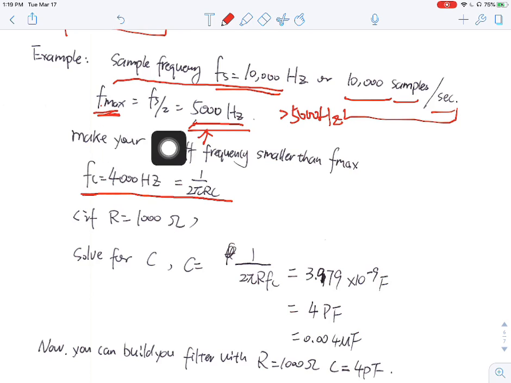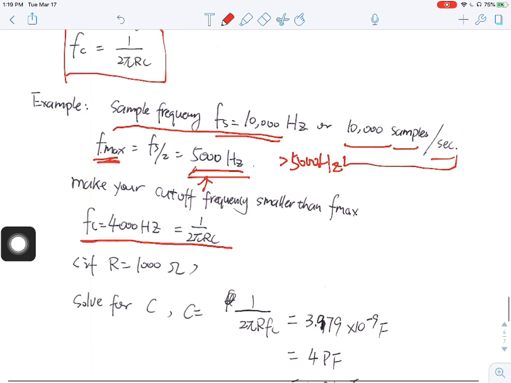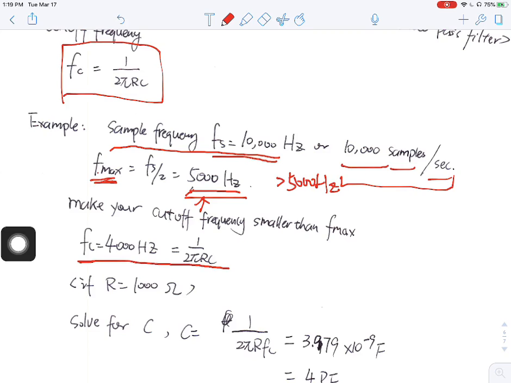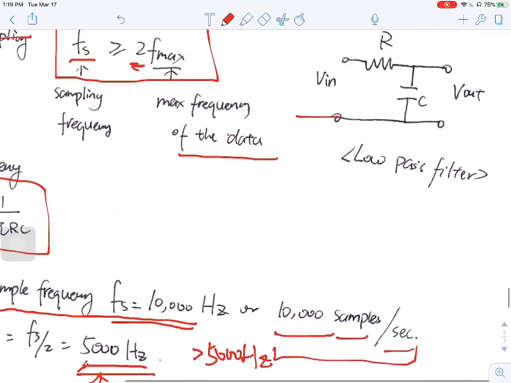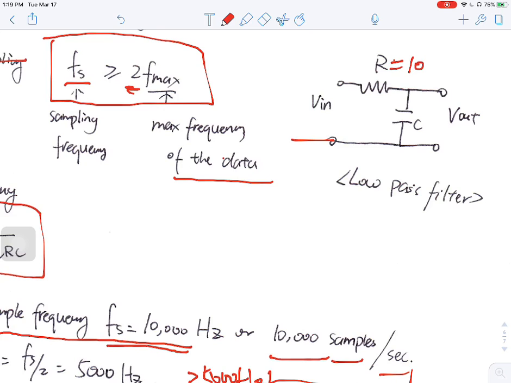Then this cutoff frequency, from the formula, equals 1 over 2 pi RC. Just for example, if you have a resistor that is 1,000 ohm available to you to build this low pass RC circuit, right here, let's say R equals 1,000 ohm, which is 1 kilo ohm. You should be able to decide what capacitor you need to use for this low pass filter in order to filter out all the frequencies larger than 5,000 hertz.